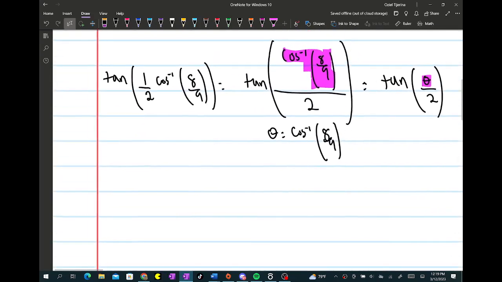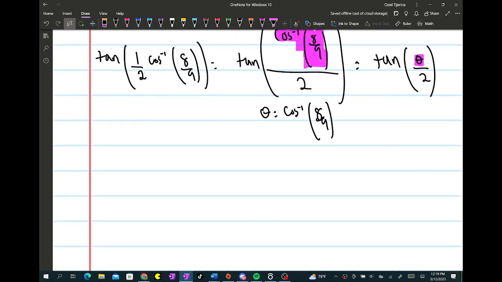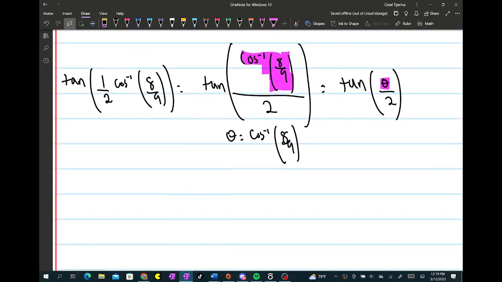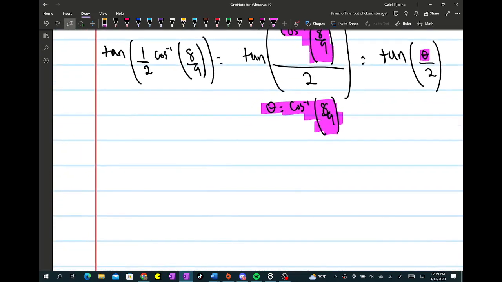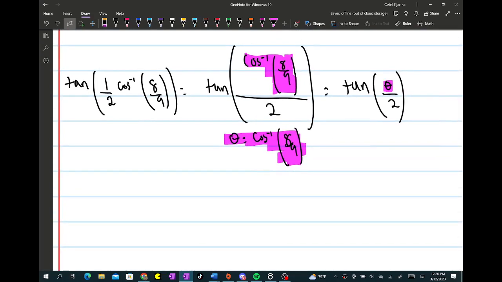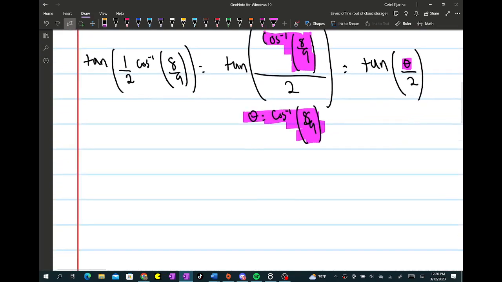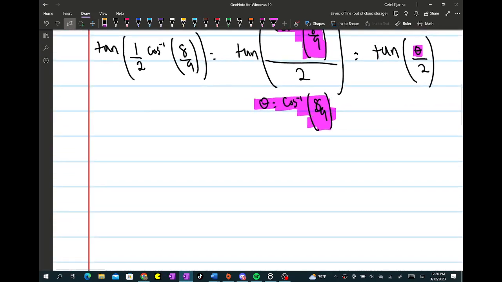So we're going to use half angle identities here, and we're going to use cosine inverse of 8 over 9 for theta. I also want to clarify that we're going to use the sine of cosine inverse of u, or sine of cosine inverse of theta, identity for inverse trig functions. I will go over that. So here, we're just going to make theta equal to that.